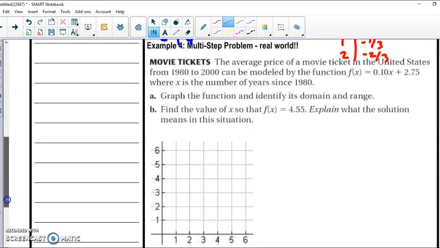Let's wrap up with a real world problem and check out the movie tickets. The average price of a movie ticket in the US from 1980 to 2000 can be modeled by the function f of x equals 0.10x plus 2.75. X is the number of years since 1980.